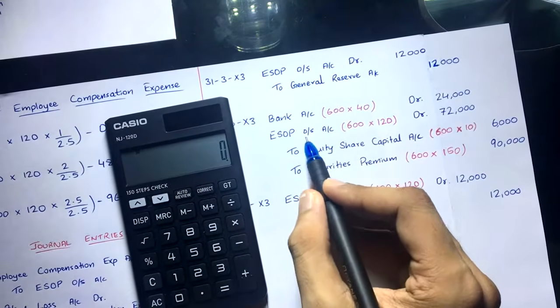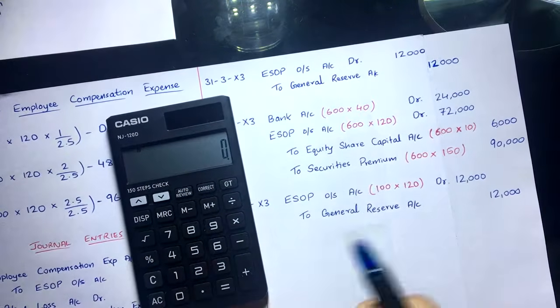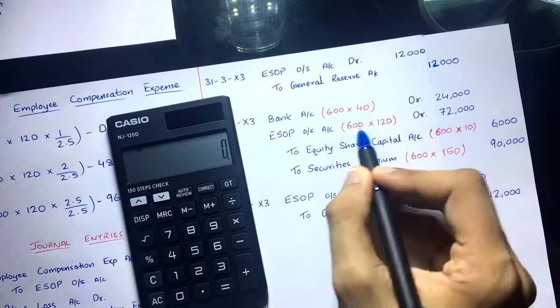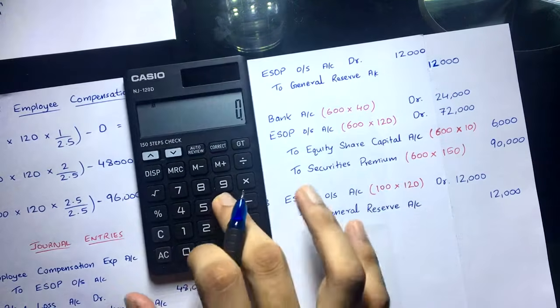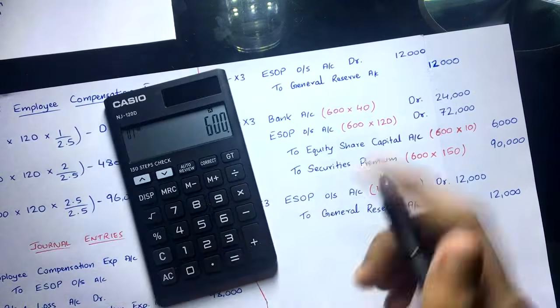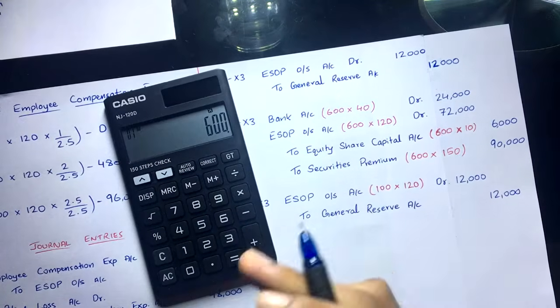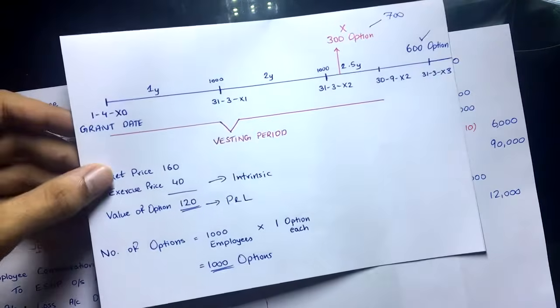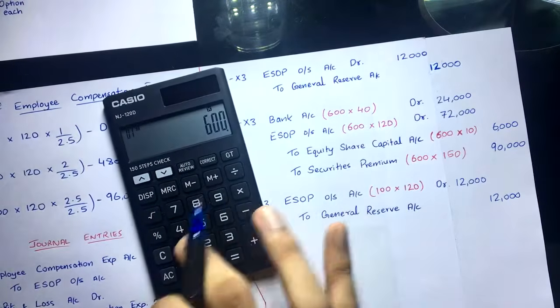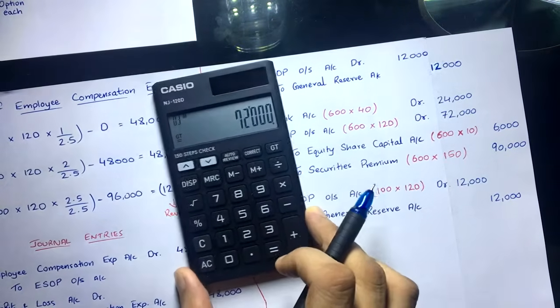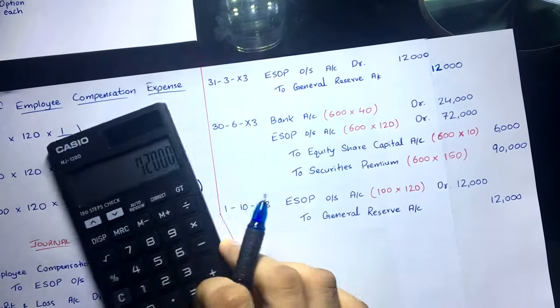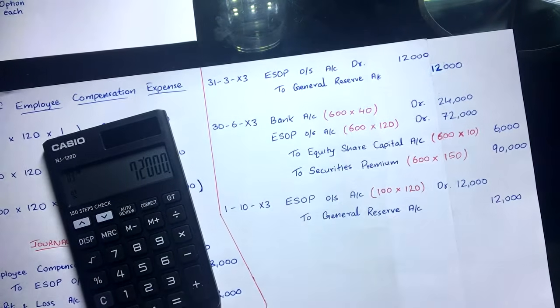So ESOP outstanding account will be debited. It's like a liability. So you have to debit that to cancel it off. So 600 options have been exercised. 600 into value of option. हमेशा ESOP outstanding और expense किस पे खेलेगा? Value of option पे खेलेगा. 120, right? So 600 into 120, that is equal to how much? 72,000, right? So 72,000 will go to ESOP outstanding account.